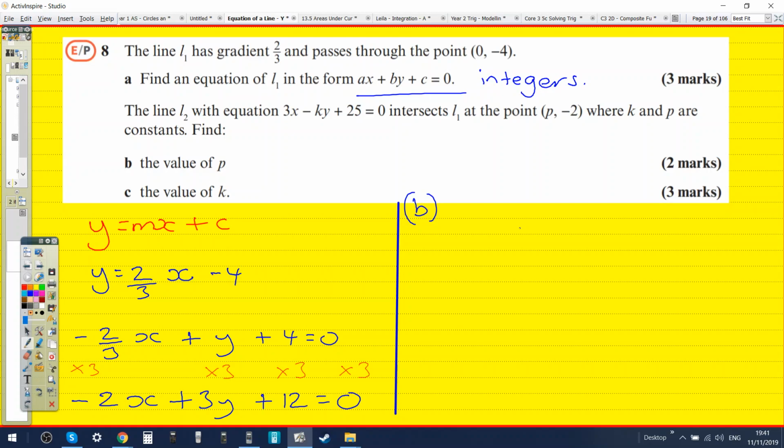So 3, oh, 3, so I need to do 3p minus k minus 2, k minus 2, plus 25 equals 0. And so 3p plus 2k plus 25 equals 0. And then, problem is you've got two unknowns. Yeah.